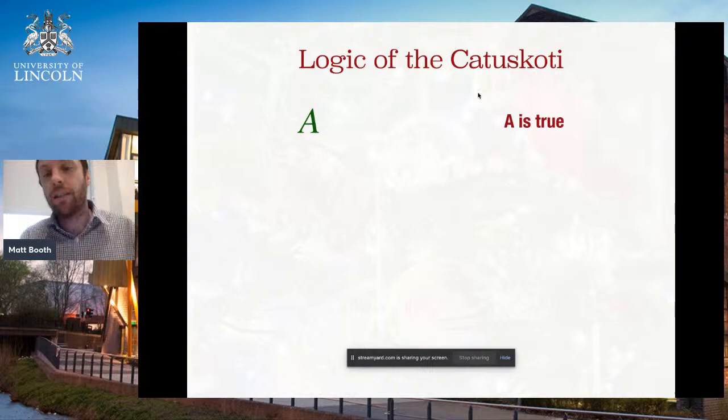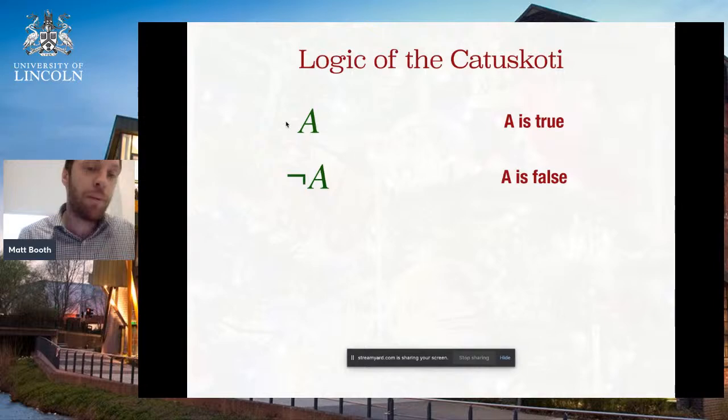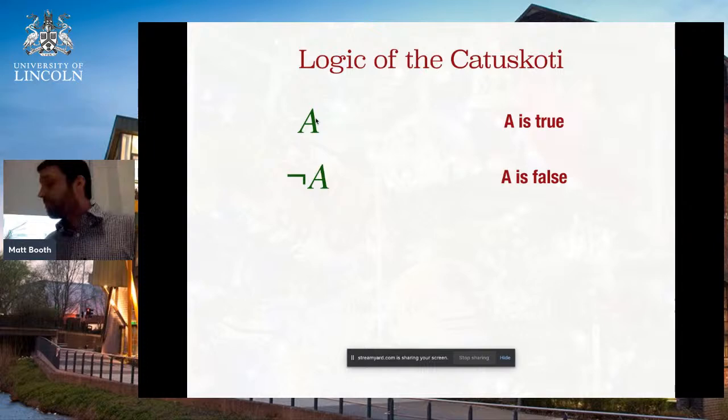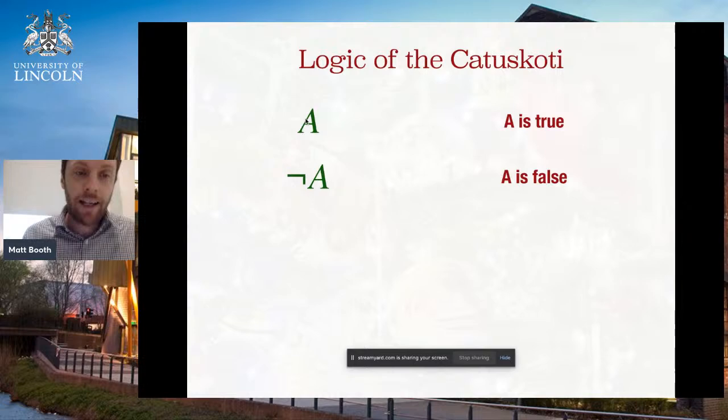Our Western logic is pretty much based on two possibilities. A statement A could be something like, for example, the cat is dead, or it's raining. A could be true or A could be false. If A is true, we just write A. If A is false, we'd write not A, where this symbol means not. So either A or not A: A is true or A is false. This is the kind of logic we're used to in Western society, Western culture.